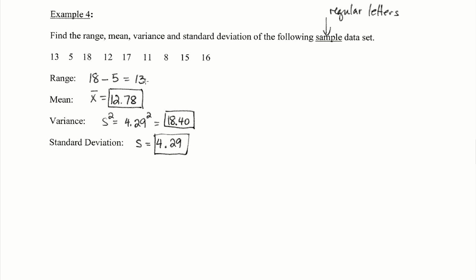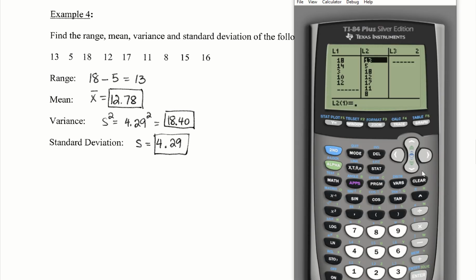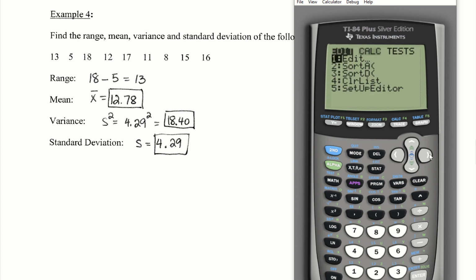In order to find the rest of the values, we can use our calculator. I would first want to go ahead and enter this data set in. I have everything sorted in list L2. So I'm going to go ahead and hit stat, calculate, one variable statistics. And I recommend you all use L1, but I'm just going to put it in L2 to save time. I want my frequency list to be blank because I'm just using one set of numbers. Go ahead and hit enter.